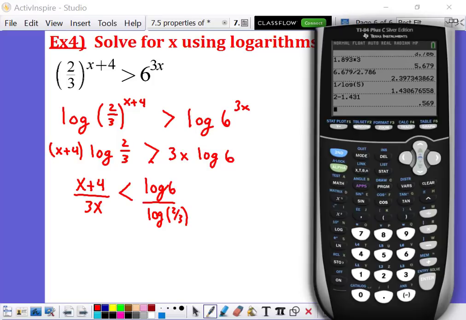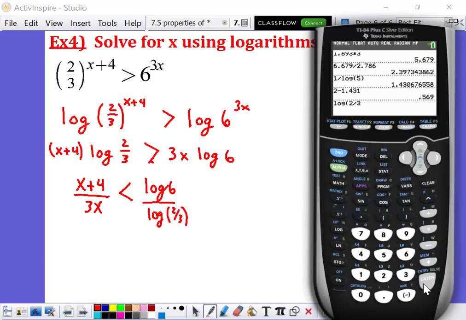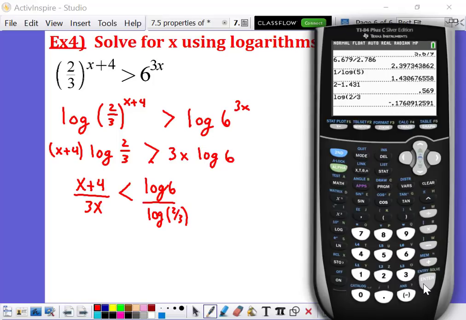Okay, and if you're like, how did you know that was negative? Well, if you type in log of 2/3, you get a negative value. So remember, the reason that sign flipped right there, for those of you that are tripped up by that, it's because the log of 2/3 is an actual real number that has a real value that you see here. Okay, it's a negative number. That's why the values need to flip. Okay, so now let's figure out what log 6 divided by log 2/3 is, and I get negative 4.419.